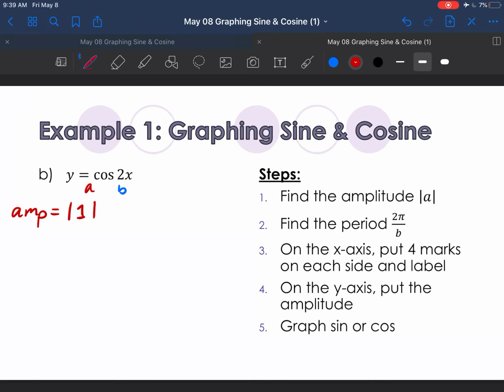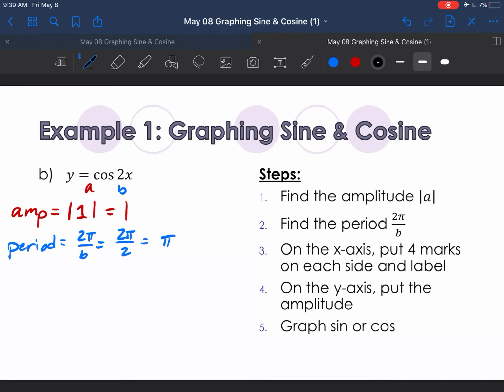I'm going to do a fancy one because if I just did a line, it would look like 3 lines. All right, then period is 2 pi divided by b. In this case, b is 2. So I'm going to write 2 pi divided by 2. Simplify that to be just 1 pi. Okay, so that was step 1 and step 2.